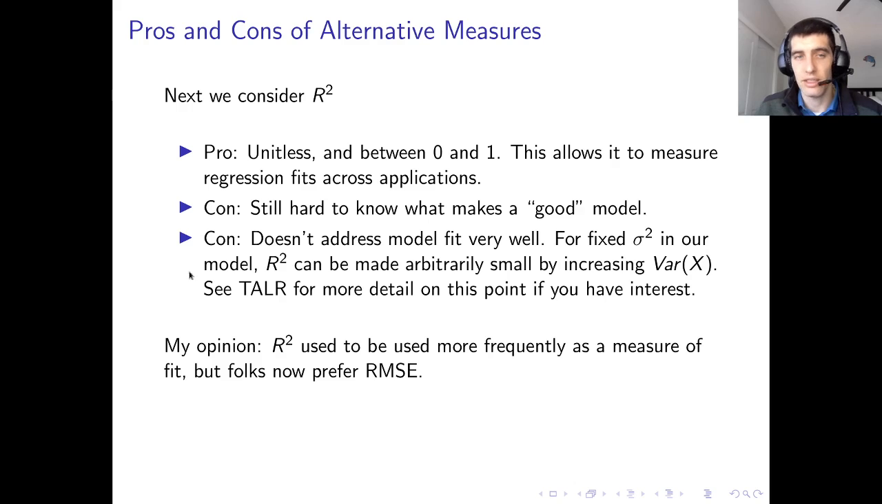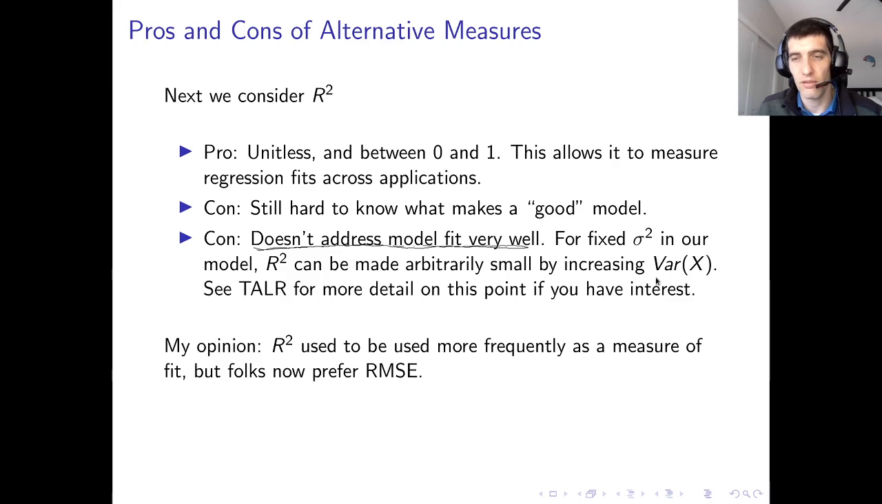Another con is that just from an interpretation perspective, R squared doesn't address what we intuitively think of as model fit very well. And this is the reason that people have moved away from using R squared as a primary measure of model fit. And the reason is that actually R squared depends on the variance of x. So this is counterintuitive, right? We don't think that variance of x should have an impact on our model fit, but actually it does.